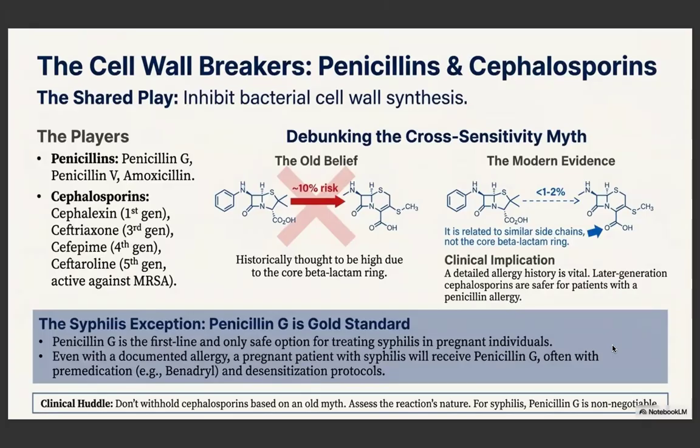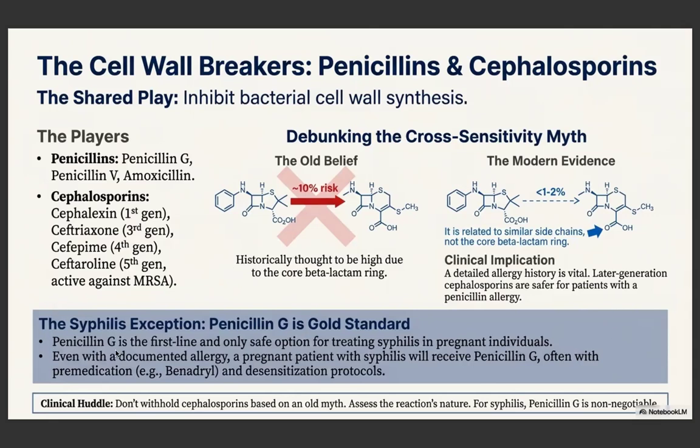Current research now is saying that that is only about 1 to 2%, and then even less for the newer generation cephalosporins. But regardless, it's still very important to make sure that you get the allergy history of an individual. Make sure that you also determine whether or not it was an actual allergy. Diarrhea from a penicillin is not an allergy. That's normal. So make sure you get the actual full history of what happened to them.